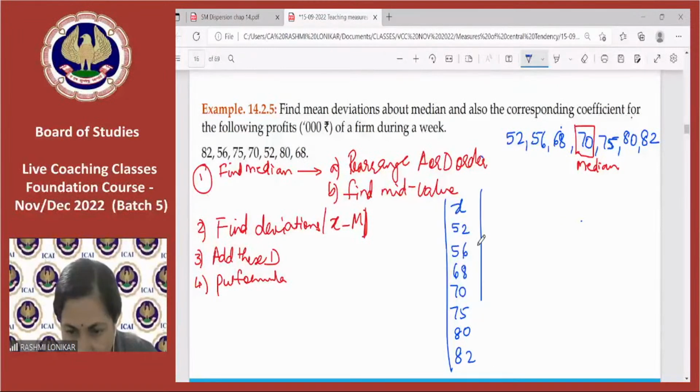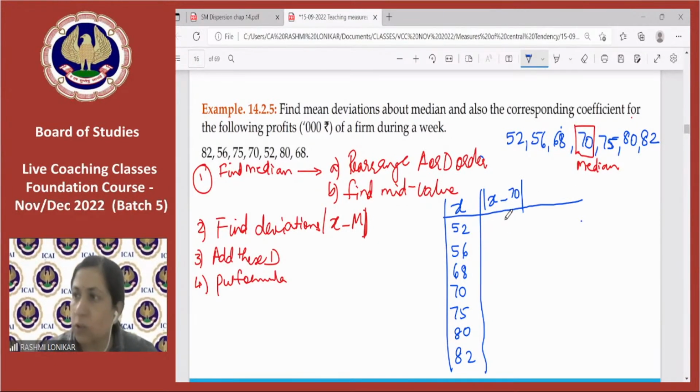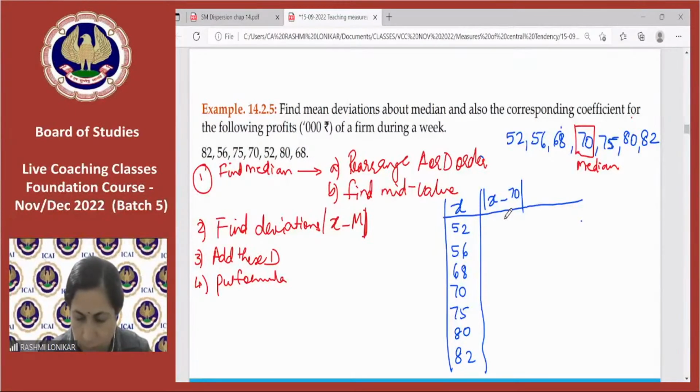Now I have to find the absolute value of x minus median. Median is 70, so x minus 70. So this will be 52 minus 70, 18. Then 56 minus 70, 14. Then 68 minus 70, 2. Then 0. Then 5. Then 10. And then 12.